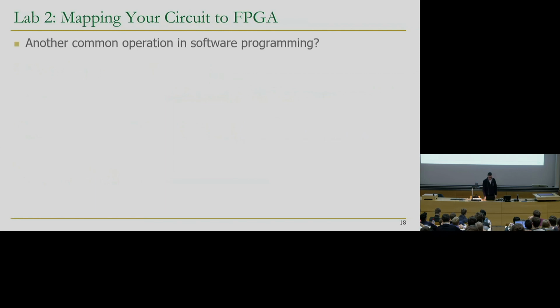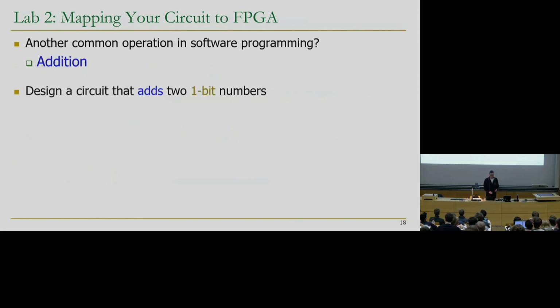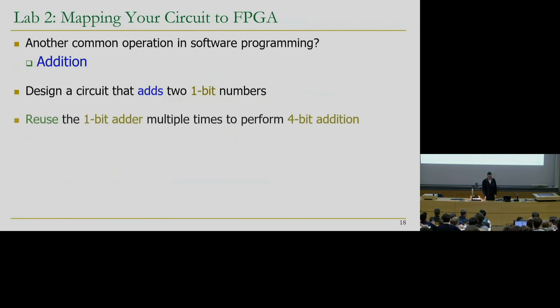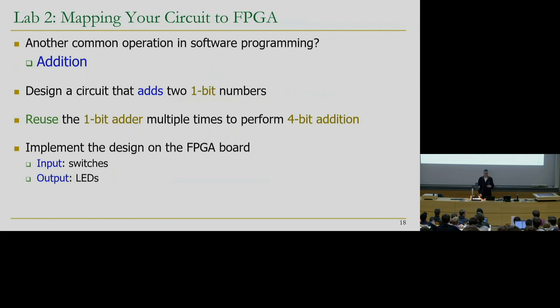During the second lab, we'll actually start working with the FPGAs, and we will be implementing another simple operation, addition, in the FPGA. First we will design a circuit that will add 2 1-bit numbers. If you add 2 1-bit numbers, the output will be 2 bits. And then we reuse this 1-bit adder to design a 4-bit adder.